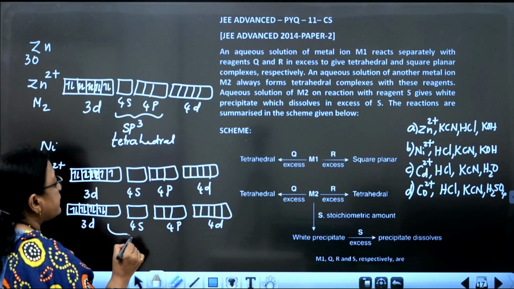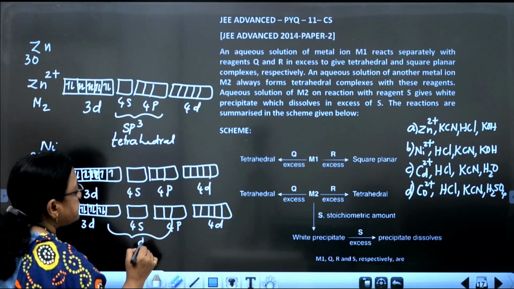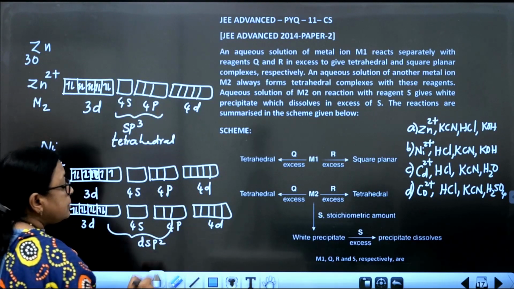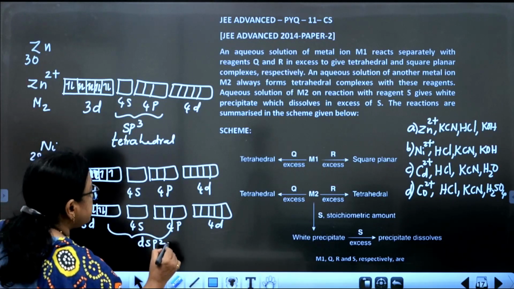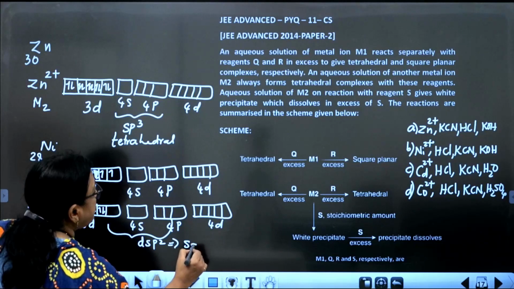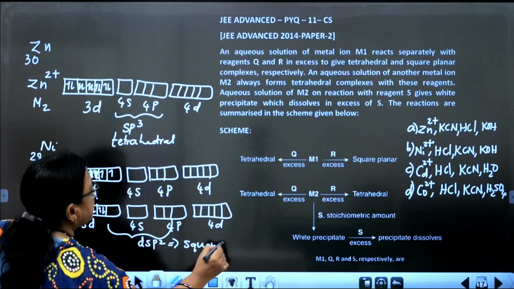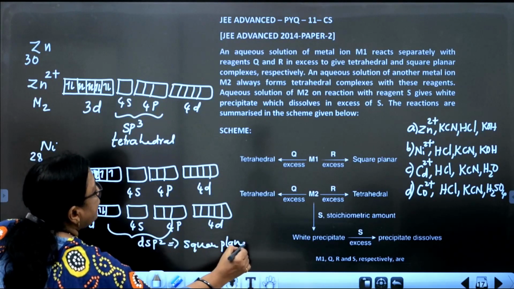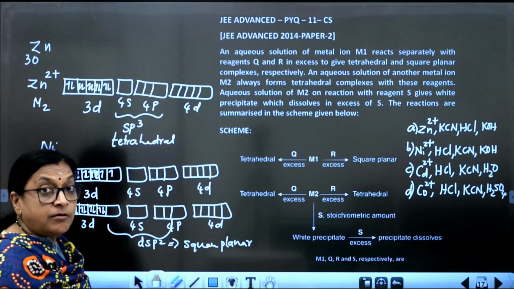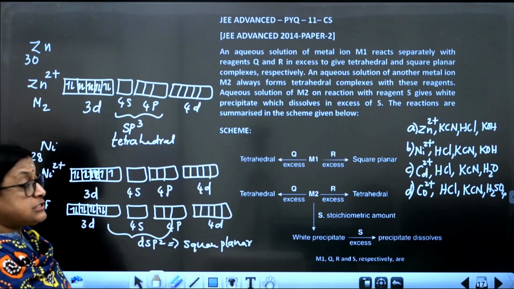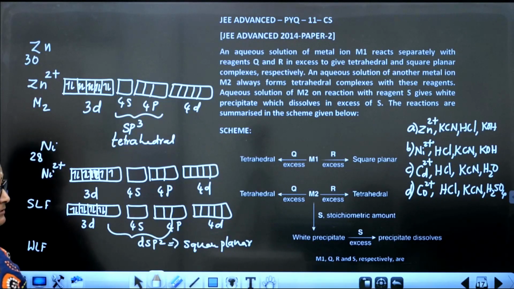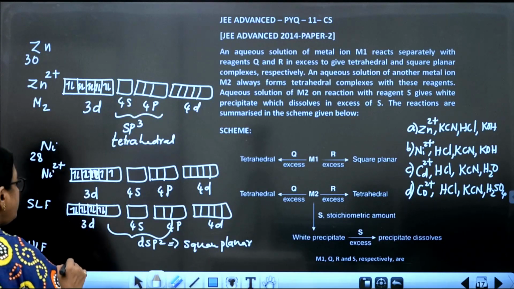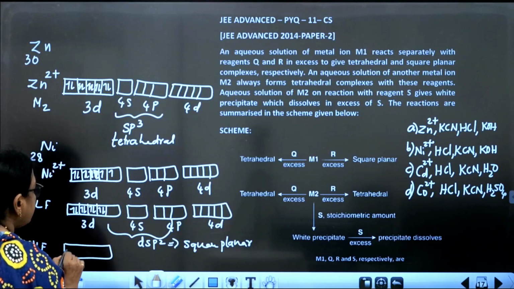and it can undergo dsp2 hybridization to accommodate 4 ligands. And if it is dsp2, the complex should be a square planar complex. So for nickel 2+, a square planar complex is possible if it is a strong ligand field. And in a weak ligand field, electrons won't pair up, so it will remain the same.